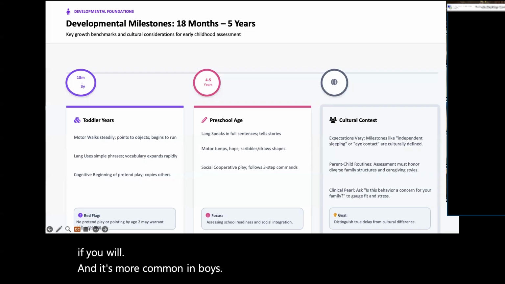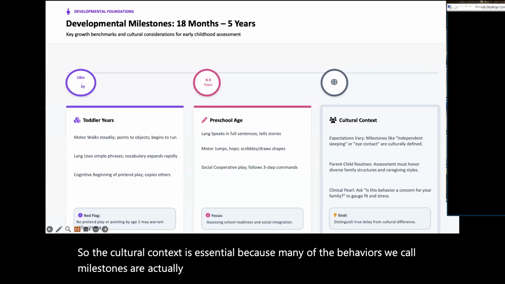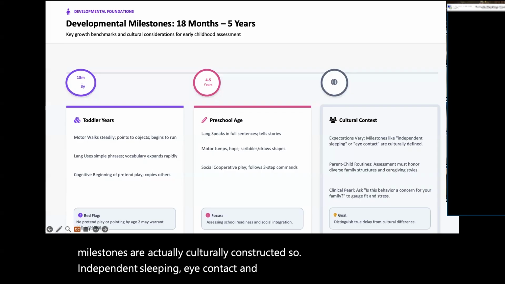So the cultural context is essential because many of the behaviors we call milestones are actually culturally constructed. So independent sleeping, eye contact, and emotional expressiveness, these vary dramatically across families and cultures.